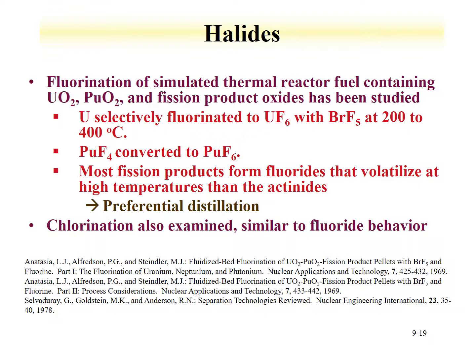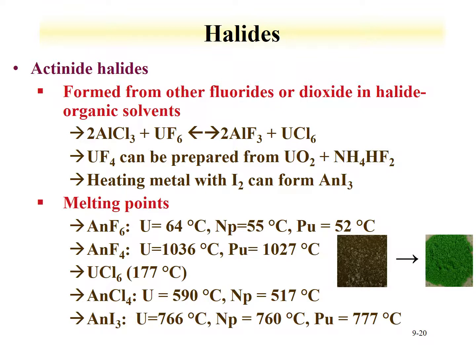And chlorination has also been examined, and trends are similar to the fluoride systems. Details on some of these fluorination processes are listed here. Some routes for forming actinide halides are shown below. One route, you have an exchange of fluorine with chlorine using aluminum chloride as the chlorinating agent, and you make the uranium hexachloride. In this route, the uranium fluorides can be prepared by UO2 reaction with ammonia bifluoride, or by heating metals with iodine you can form actinide triiodides.